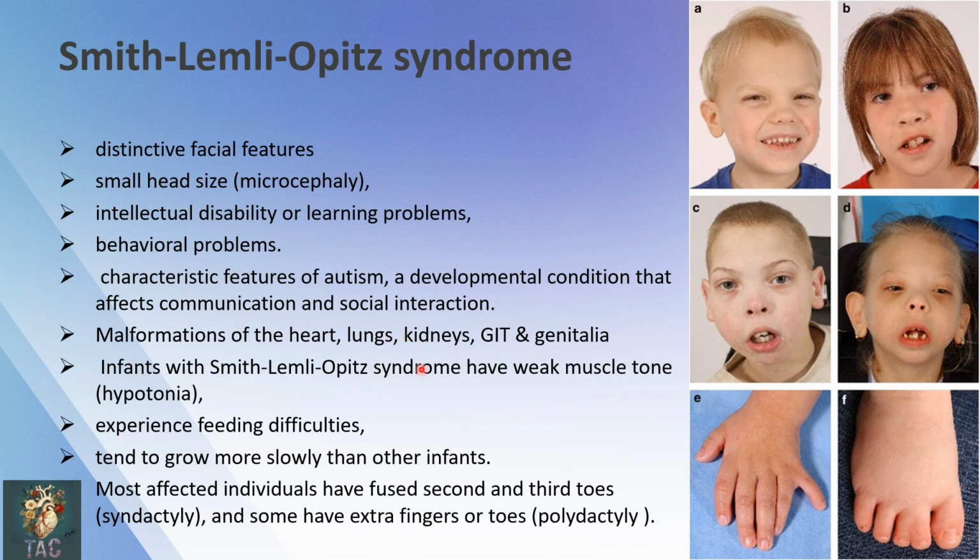Malformation of the heart, lung, kidney, GIT, and genitalia can occur. Infants with Smith-Lemli-Opitz syndrome have weak muscle tone, that is hypotonia. They can experience feeding difficulties. They tend to grow more slowly than other infants, so their milestones are delayed. Also, you can see there may be fusion of the fingers, usually the second and third toes, called syndactyly, or there may be extra fingers present, called polydactyly. So these are the different features of Smith-Lemli-Opitz syndrome.